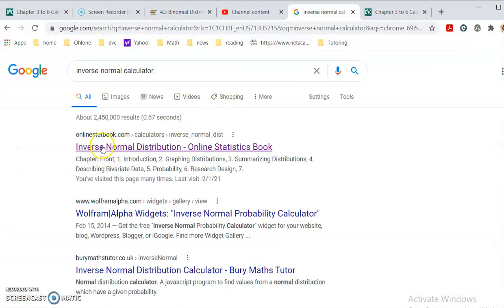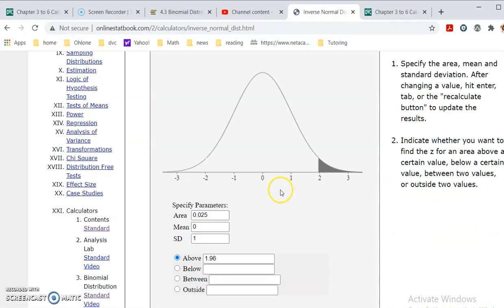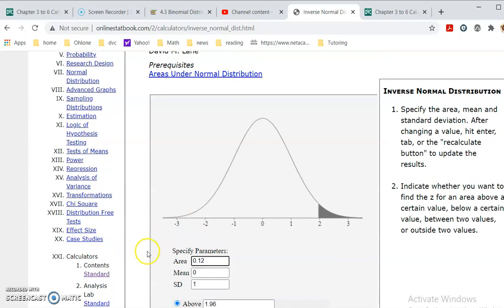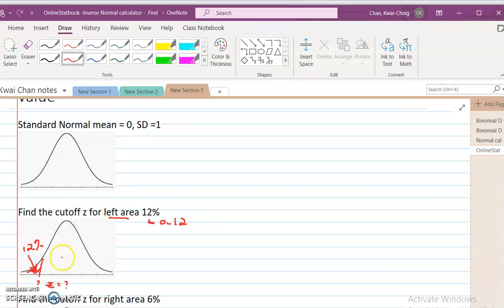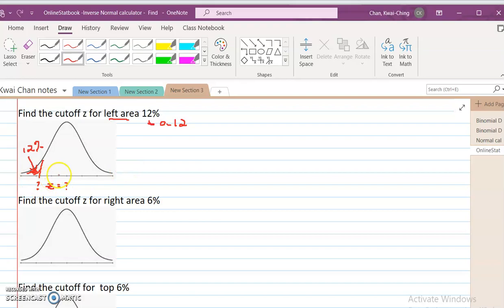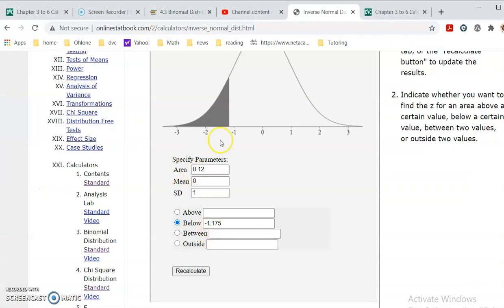The way you do it is you Google inverse normal calculator. The first one should be fine. It's related to OnlineStatbook. Now you have to give the area, which is 0.12, because you need an area first. Then you tell it the mean and standard deviation. For standard normal, it is 0 and 1. By default, they have above clicked, but you are looking for below in this case, because you highlight it first before you go to the calculator. So you click below.